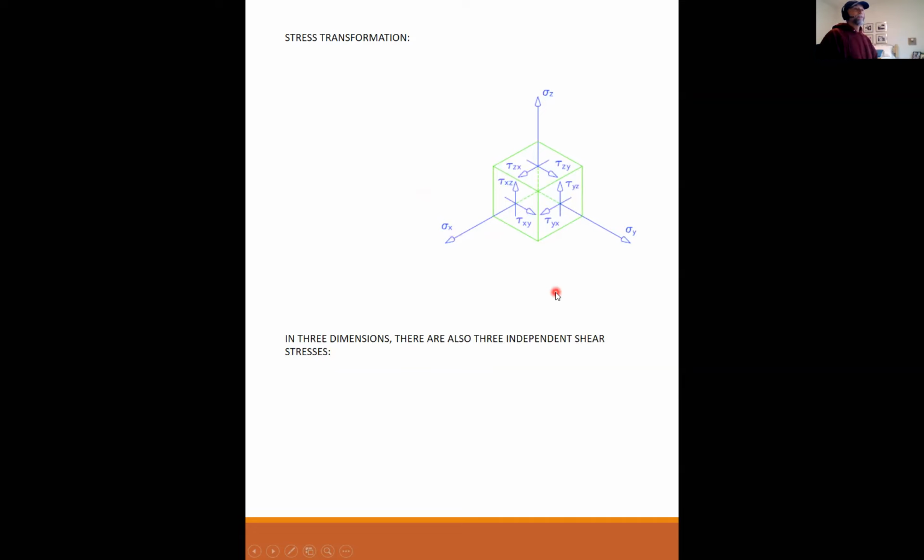We also have 3 independent shearing stresses, as you can see here. And we have some equilibriums here. So tau xy here is equal and opposite to tau yx here. Tau yz is equal and opposite to tau zy, and so on and so forth. So there's really only 3 independent shear stresses because through equilibrium, the other ones have to balance these.